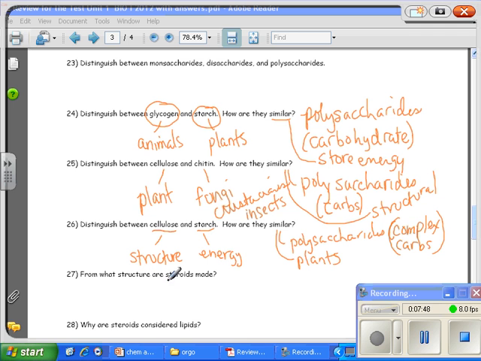Okay, from what structure are steroids made? They're all made from cholesterol. And so they are all these fused carbon rings. There's 4 carbon rings that are fused together. They look, let's see, something like this. I'm going to run out of space. And then they have whatever different side chains stuck on here. Why are steroids considered lipids? For one reason only, they are hydrophobic.